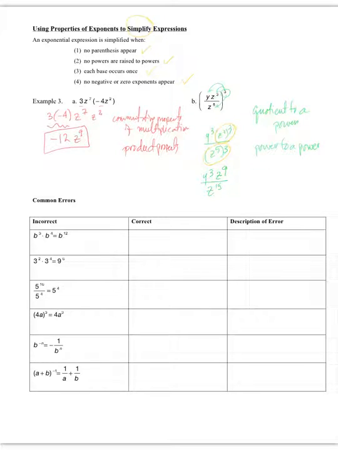Now at this point, we can use our quotient of like bases property and simplify the base z's. Keep the base and subtract the denominator's exponent from the numerator's exponent. So that gives me y cubed times z to the negative 6th. However, we can't leave a negative exponent in our answer.